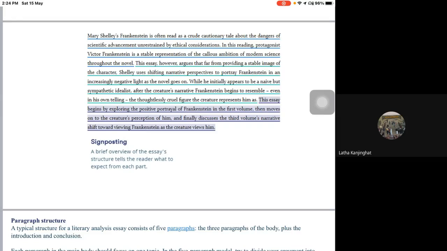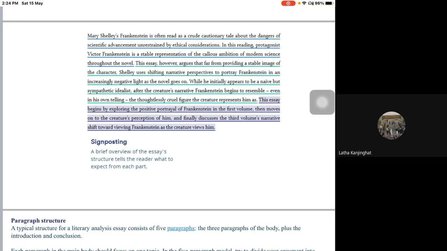It's worded in such a way that you get three divisions there, which will be the components of the three body paragraphs. So this is signposting, where the reader actually gets a blueprint of what is going to be there, what the reader can expect in the rest of the essay. Is that clear to you?